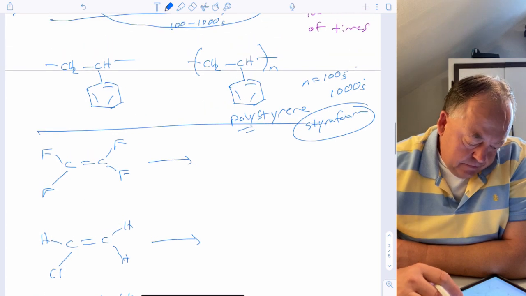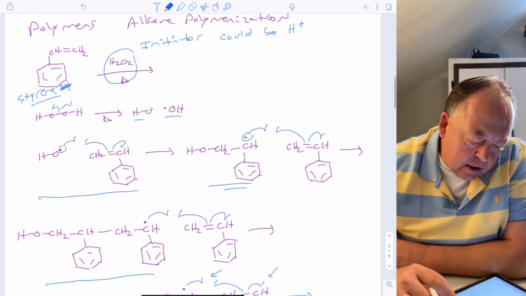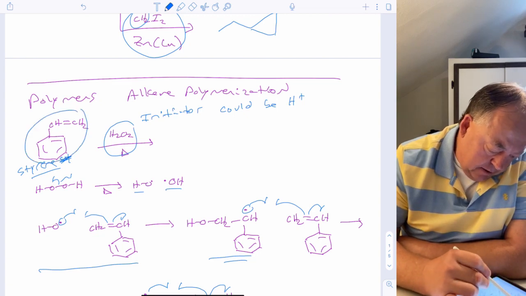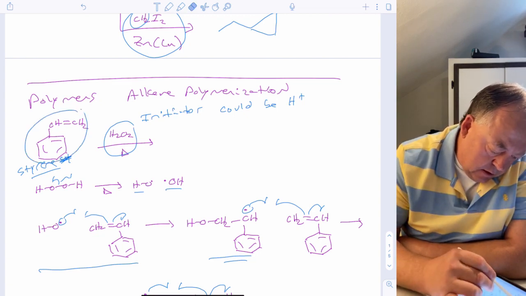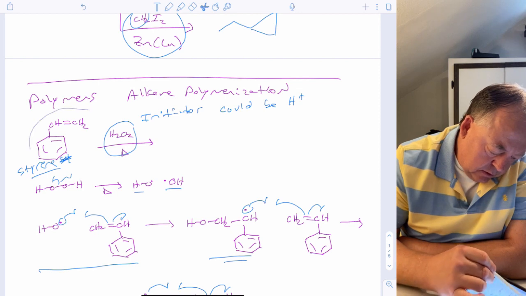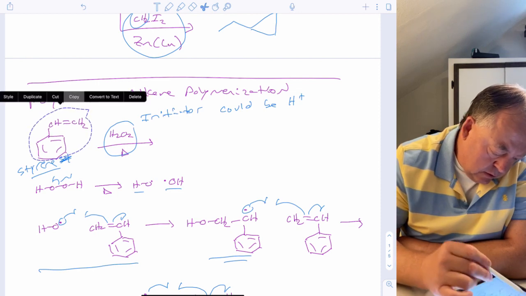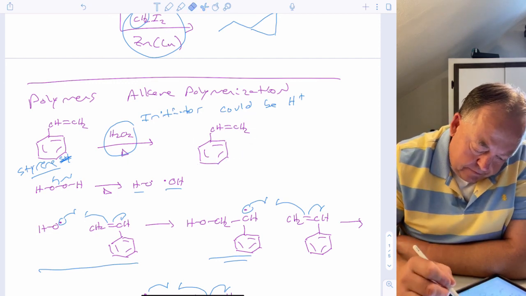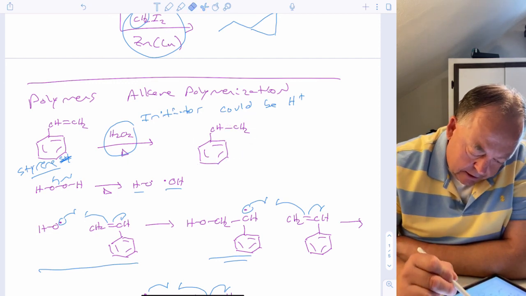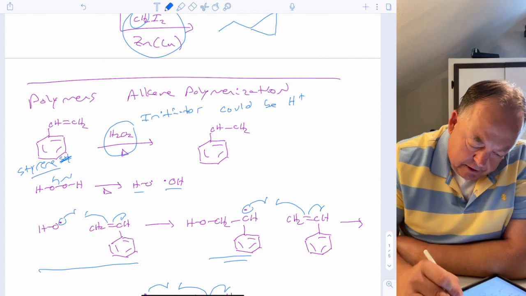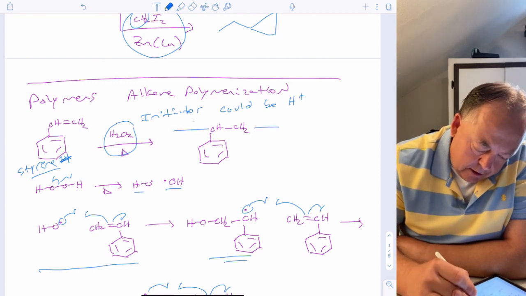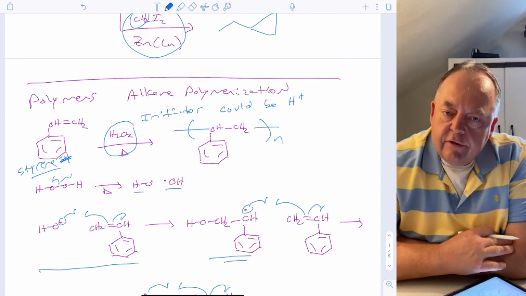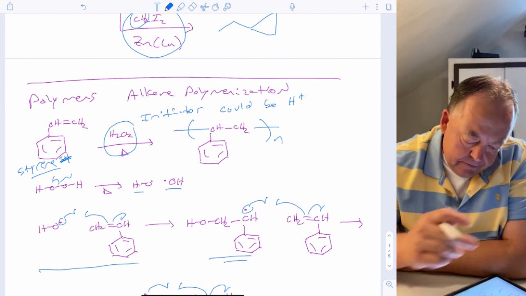Okay, so predicting the product of a polymerization reaction is easy, right? You just take that. Let's do this. We're just going to take that and get rid of the double bond. And we're going to draw a line here, and a line here, and say that's going to repeat several hundred or thousand times. That would be the polymer.